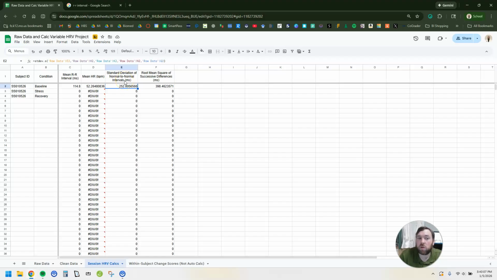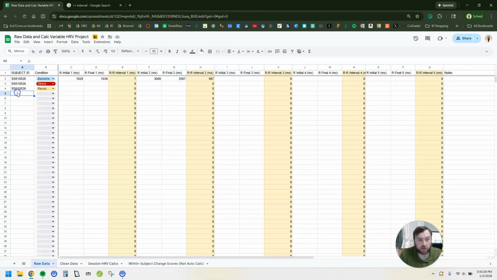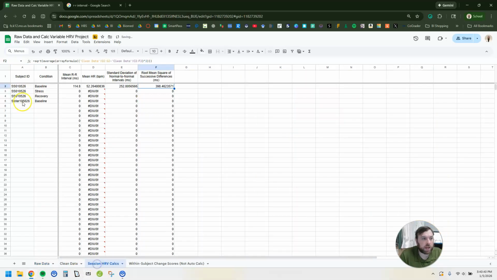The standard deviation of normal, meaning how much the normal rhythm deviates in that time, and the root mean square of successive differences. How different is each heartbeat from each other? And we'll do this automatically for every single one that you have. Let's say that your next person is your sister. Something like that. And you record your sister's information. Look at that. The sister's information pops up in the next row right there.